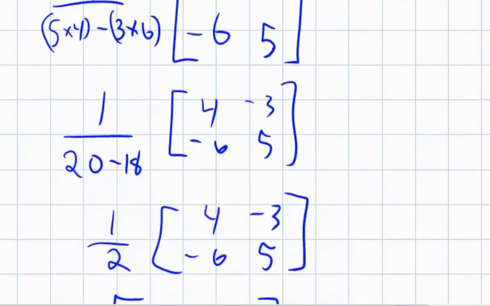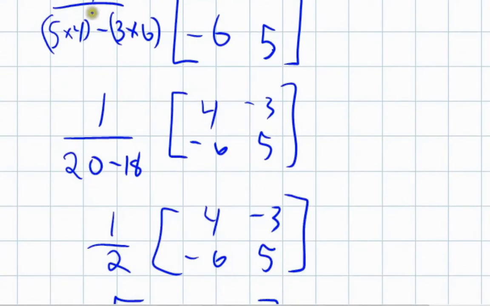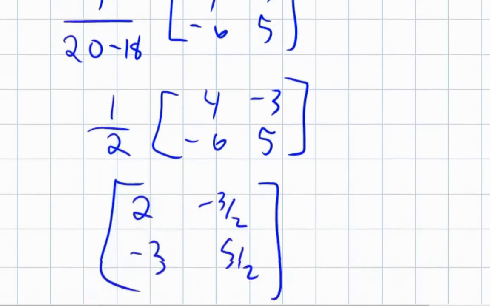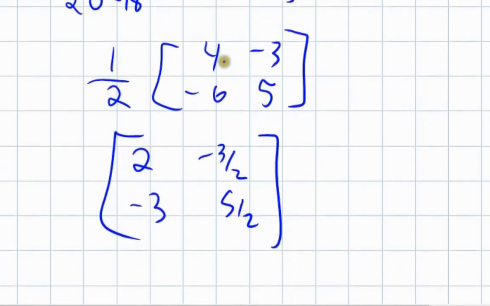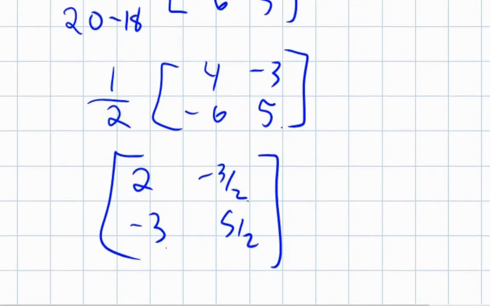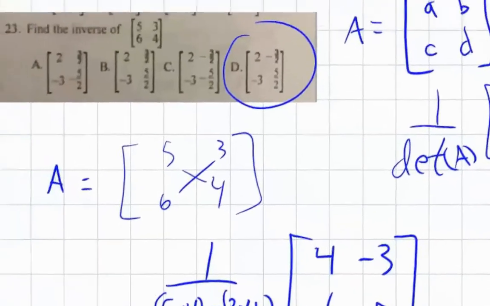So moving on, we're going to simplify. This is 1 over 20 minus 18, which simplifies to 1/2. So now we're just taking this 1/2 and multiplying it by the numbers in this matrix. So now we have 1/2 times 4 is 2, 1/2 times negative 6 is negative 3, 1/2 times negative 3 is negative 3/2, and 1/2 times 5 is 5/2. And so that matches your option D.